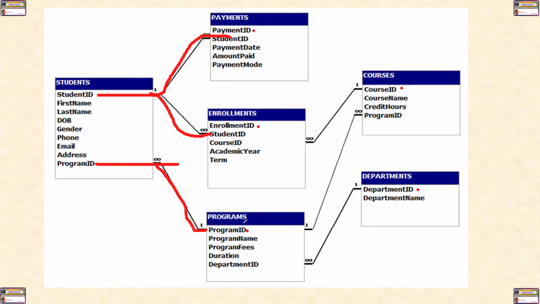Then the programs table is linked to courses table through the program ID, as you can see. The departments table is linked to the programs table through the department ID. The enrollments table is linked to the courses through course ID, as you can see. So this diagram is very important. It is a very clear summary of our database that we are going to create.